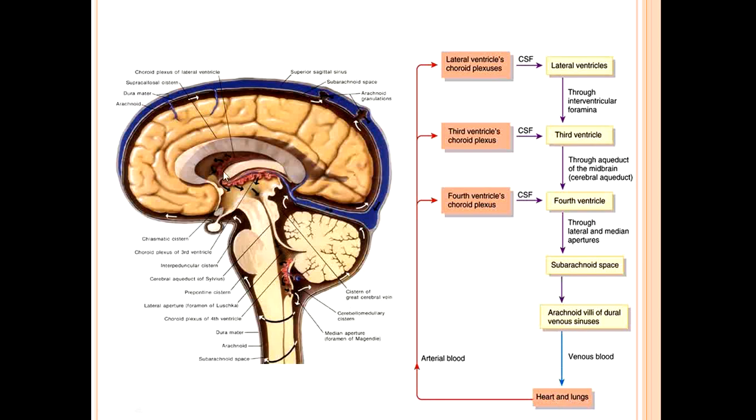Okay, so you can see here is the lateral ventricle. From lateral ventricle it is coming to the third ventricle. From third ventricle it is coming to cerebral aqueduct, then fourth ventricle, then here the median and the lateral aperture, then it is going via the dural venous sinus. Okay, then again it is coming back.